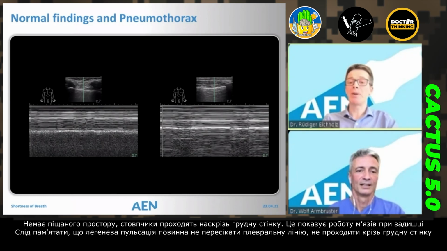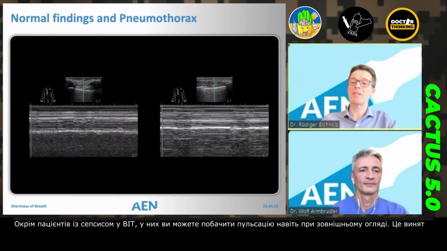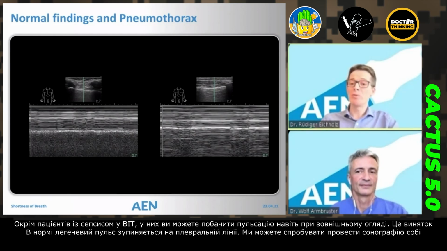Okay, so we have to keep in mind that lung pulse only under normal conditions goes to the pleural line and not into the chest wall, unless with, like, septic patients. Sometimes you can see the pulsations on ICU just from looking from the outside, but this is an exception. So normally the lung pulse stops on the pleural line.